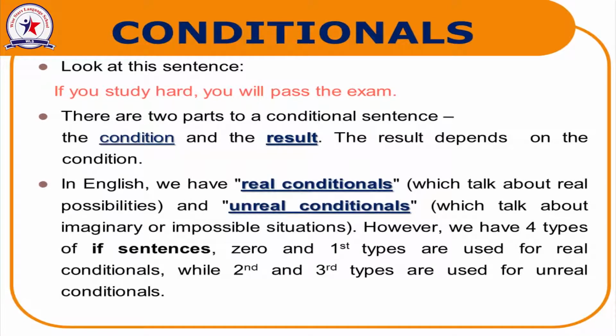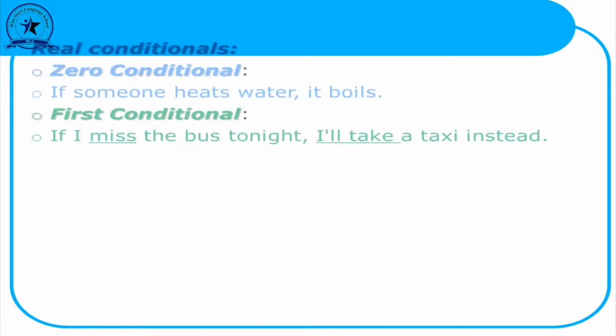In English, we have two kinds of conditionals. The first kind is called real conditionals, which talk about real possibilities. The second type is called unreal conditionals, which talk about imaginary or impossible situations. However, we have four types of if sentences. Zero and first types are used for real conditionals, while second and third types are used for unreal conditionals. Today, we are going to talk about zero and first conditionals.